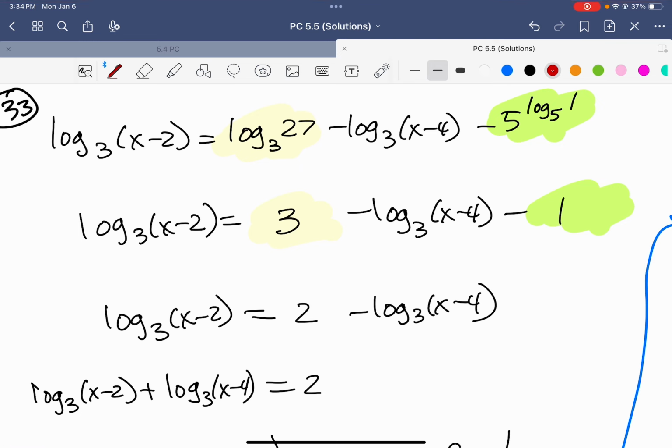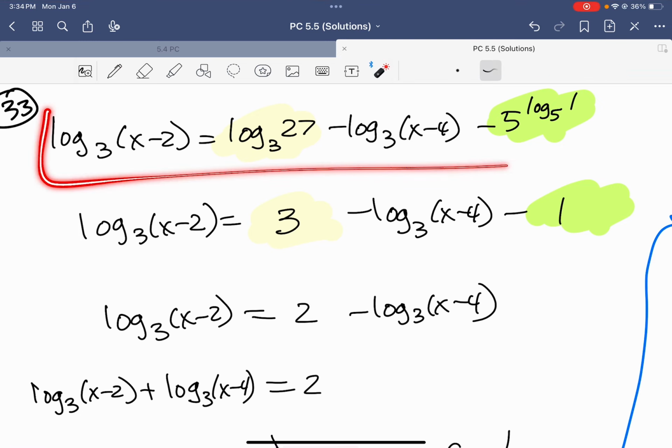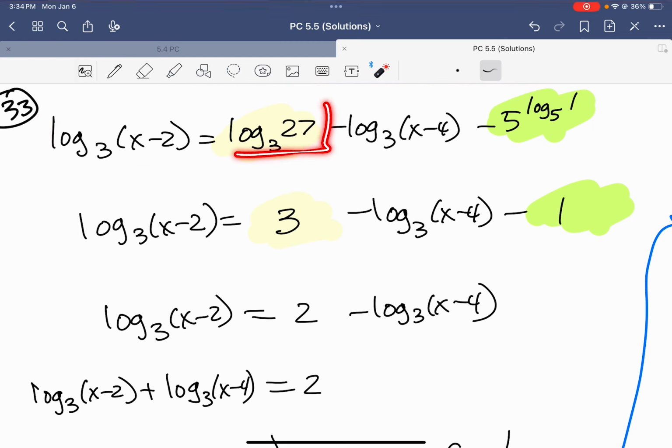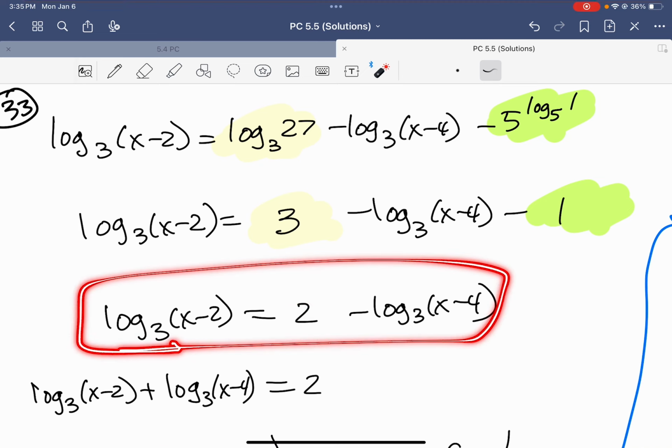So 33: if I'm trying to solve this big ugly equation, well, I just want to change the form. So quickly I see that 3 to the third is 27, so that can be replaced with 3. And then 5 raised to the log base 5 of 1. This log and 5 cancel out in a sense and give me 1. And then 3 minus 1 is 2. So I have this. Well, then it looks just like a problem we did a second ago.